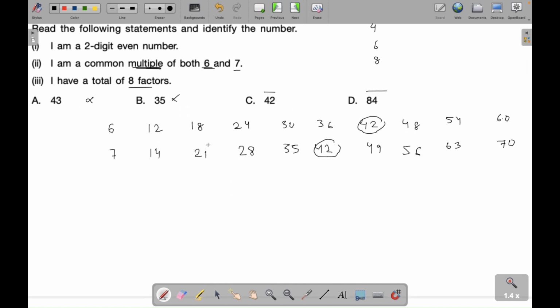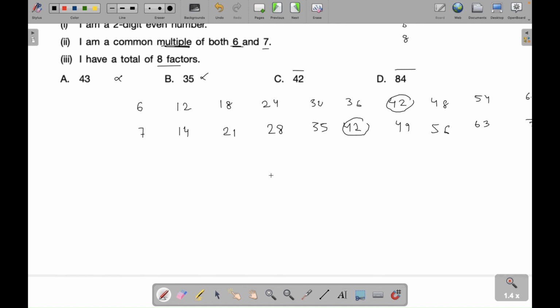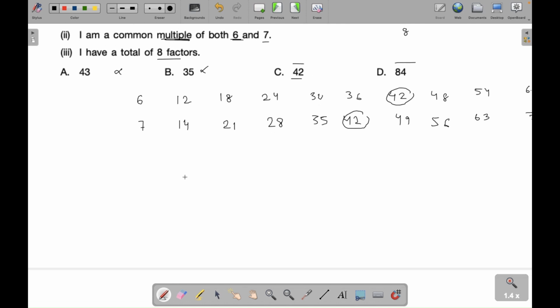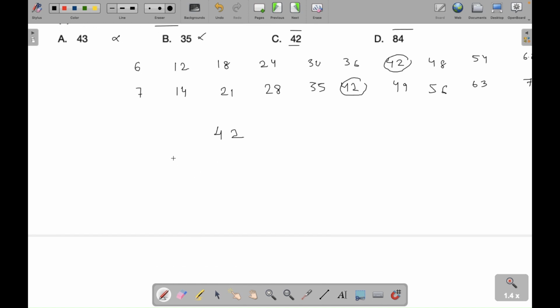So we have to find the number of factors. For example, if you find the number of factors of 42, again, if we go by our approach, we start from 1 and find the number that I should multiply 1 with to get 42. So 1 times 42 is 42. We are trying to find the factor pairs. Then 2 times 21 is 42. Then 3 times 14 is 42.